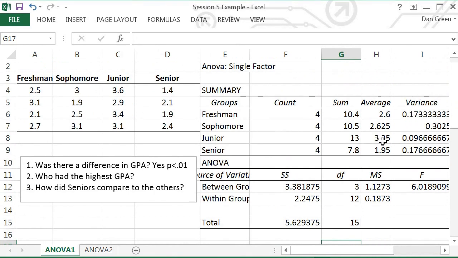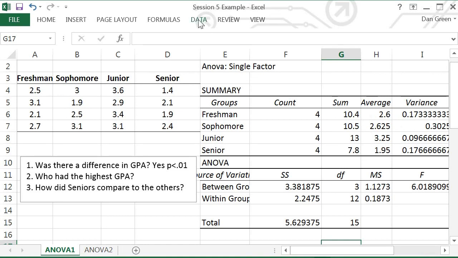Here, it looks like from the averages that the juniors were the highest. So we want to compare the juniors to the next highest, which were the sophomores, and see if the juniors' GPA was statistically higher than the sophomores. If it was, then it'll be statistically higher than the freshmen and higher than the seniors.